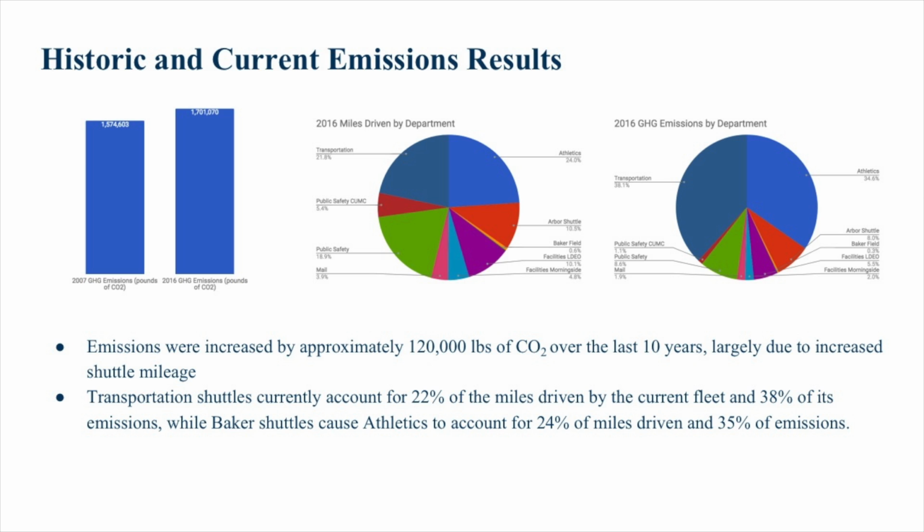should have been much higher, but the addition of electric vehicles and other efficiency measures actually kept that number from rising far above that. As I mentioned, shuttles are very inefficient, and transportation shuttles currently account for about 22% of the miles driven by the current fleet, so you can see that on the pie chart to the left, and 38% of its emissions, while the Baker shuttles, which run up to Baker Field from Morningside Heights, cause athletics to account for 24% of the miles driven and 35% of emissions. So there's a really disproportionate impact there.